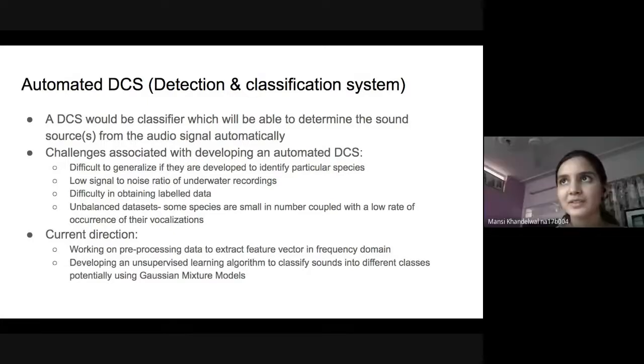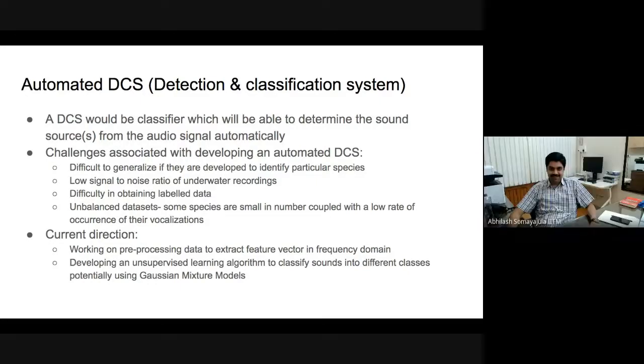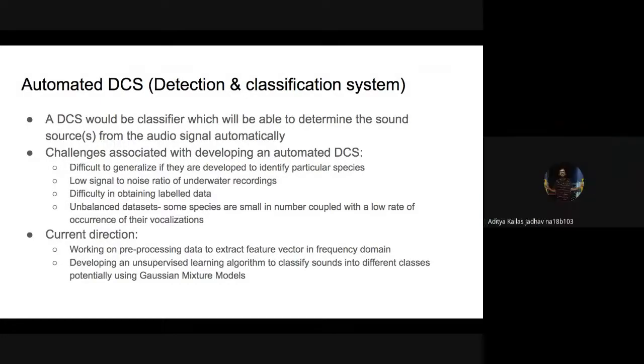By surveillance operation, you mean checking whether ships are passing by or not? Yeah, something like that. For example, if a submarine is passing by, can I tell whether it is my submarine or an enemy submarine? Yeah, something like that.